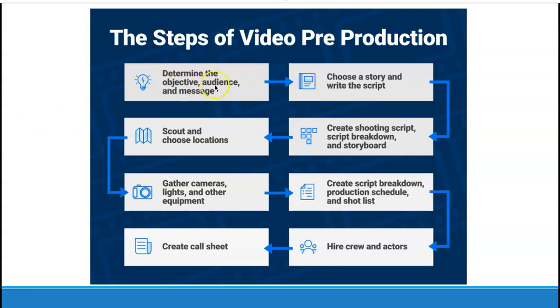So we terminate the object message. So we don't scout a shooting location. We don't gather camera, we gather the equipment. We choose a writer script. Okay, so that's not too bad. This was something I found. Write a script.